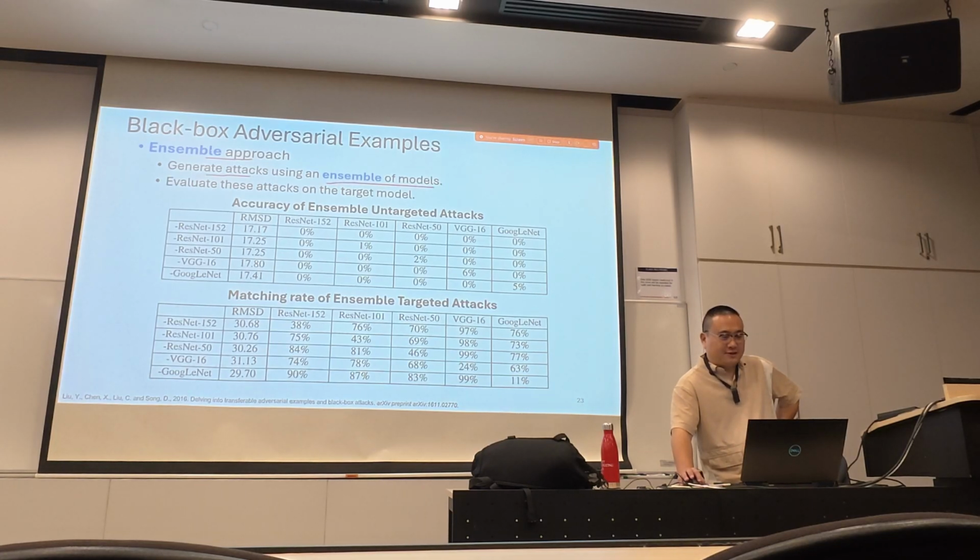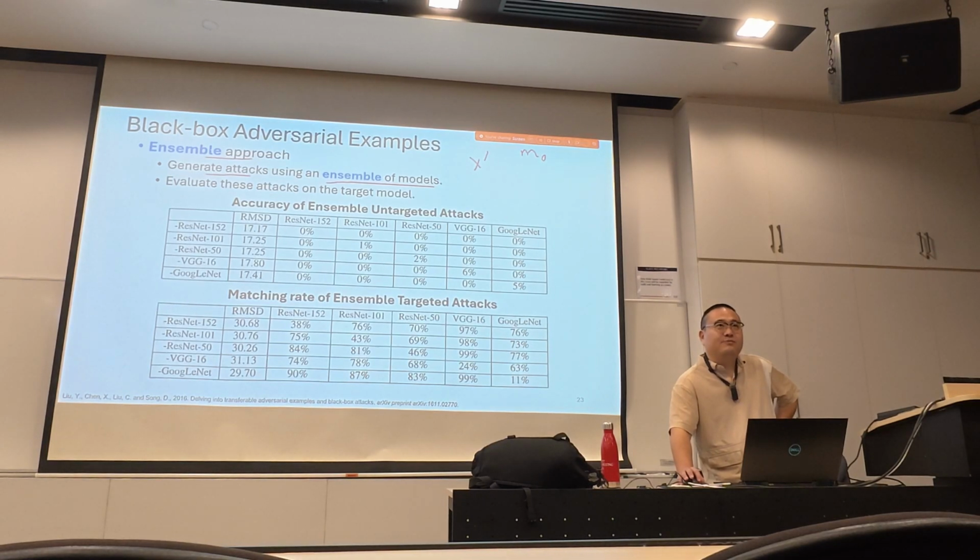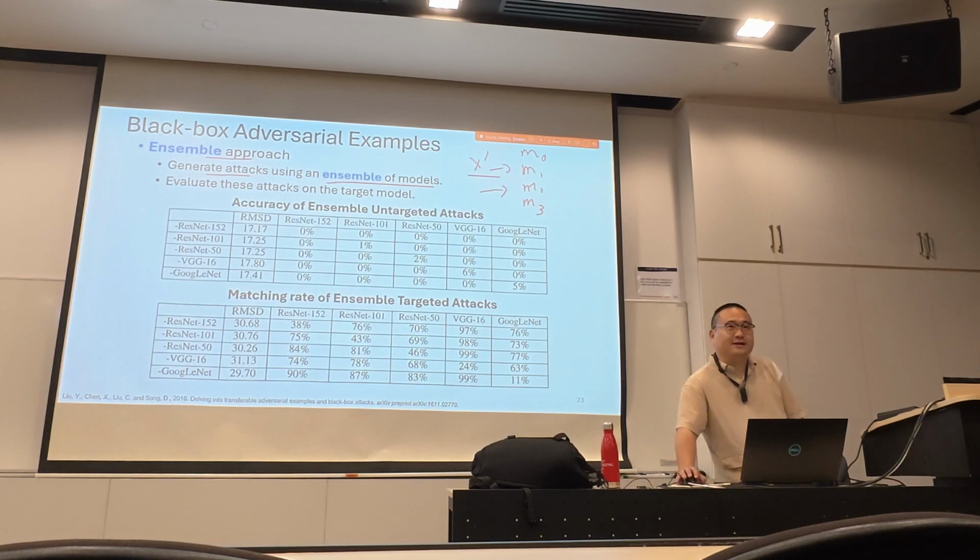So when we generate x', for the previous attacks we just use a single model, M0. However, you can modify the attack such that it can fool multiple models together: M0, M1, M2, M3. You train multiple models locally, and then when you generate attacks, you write the attack to fool these models together. This can be an anti-targeted attack or a targeted attack. This is called the ensemble approach.